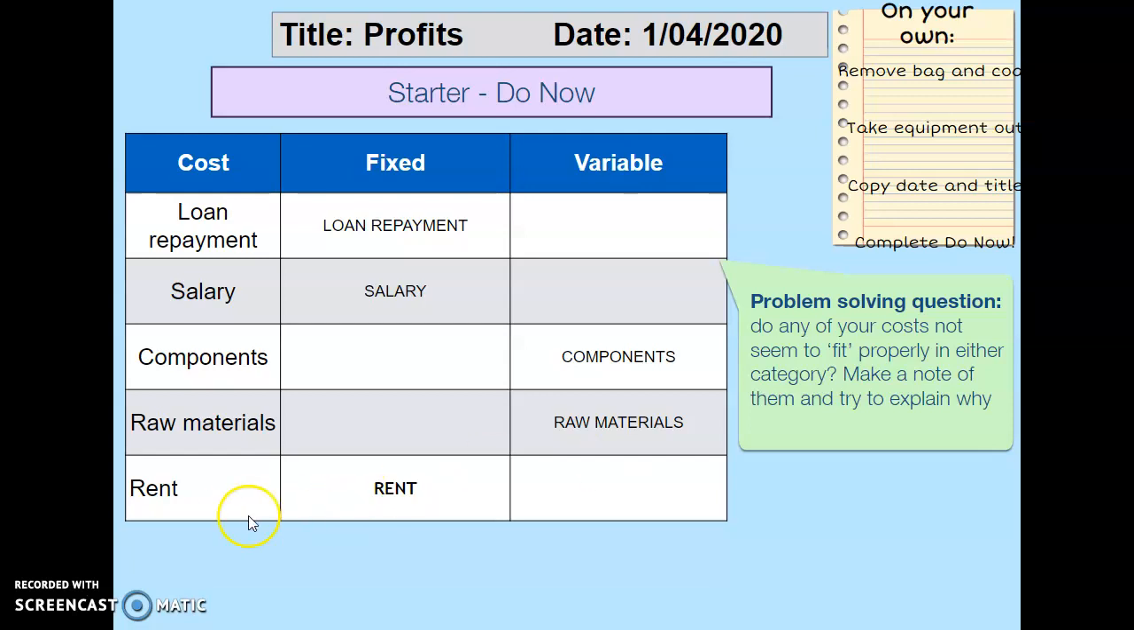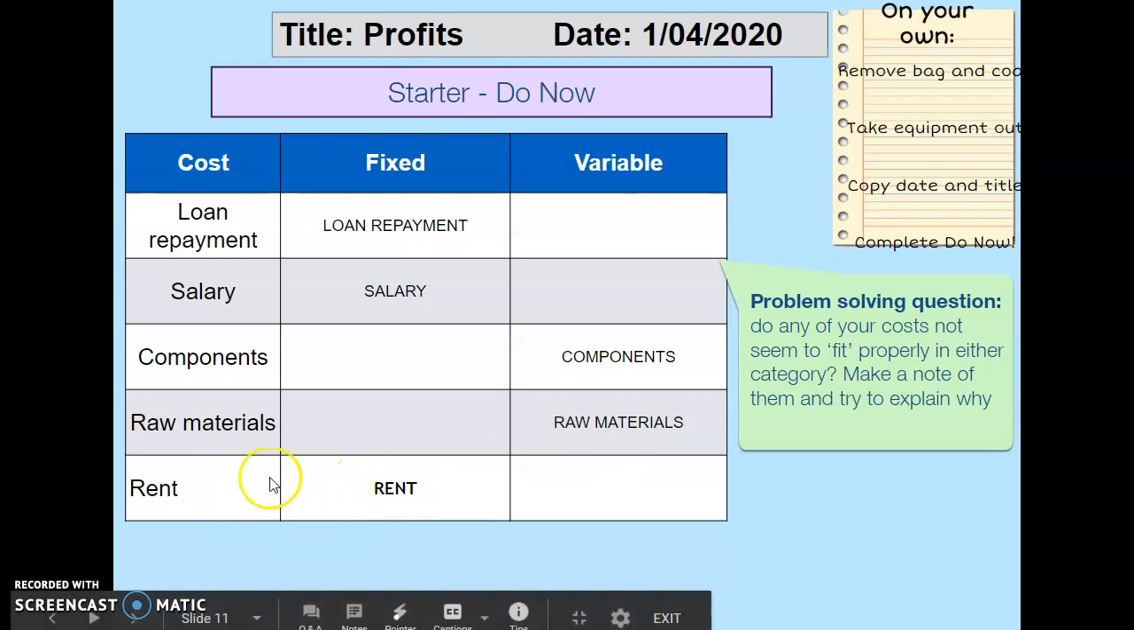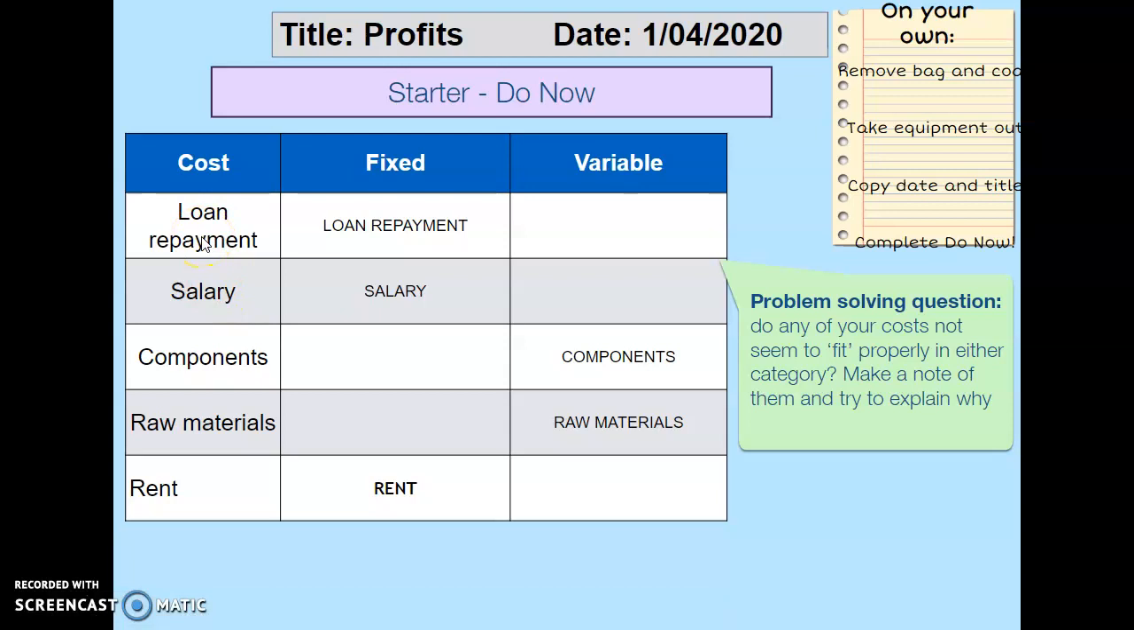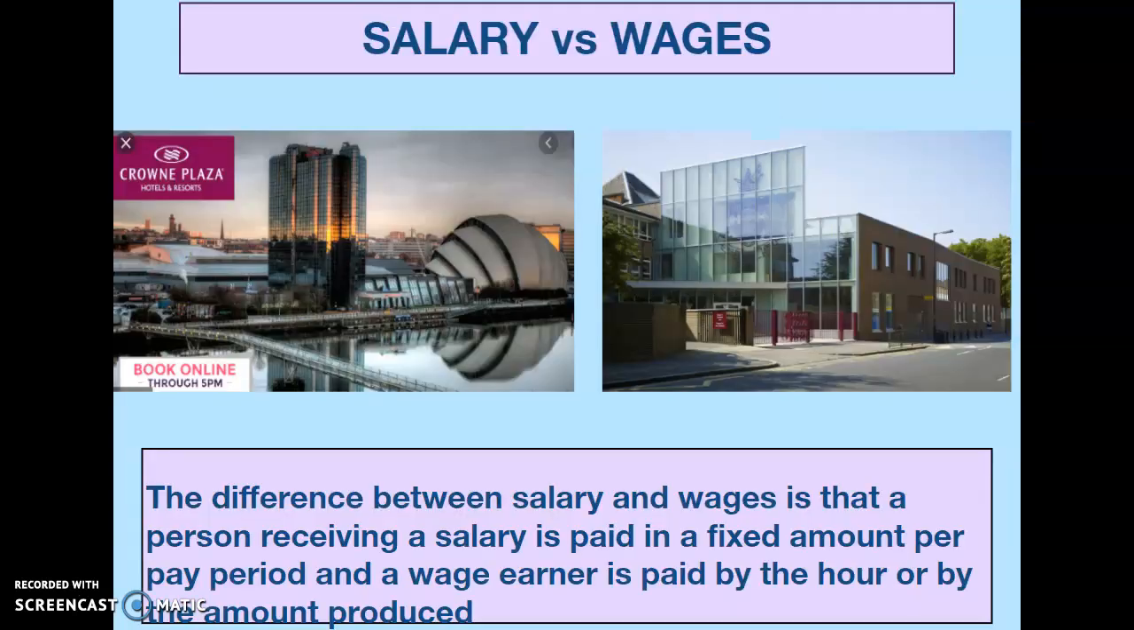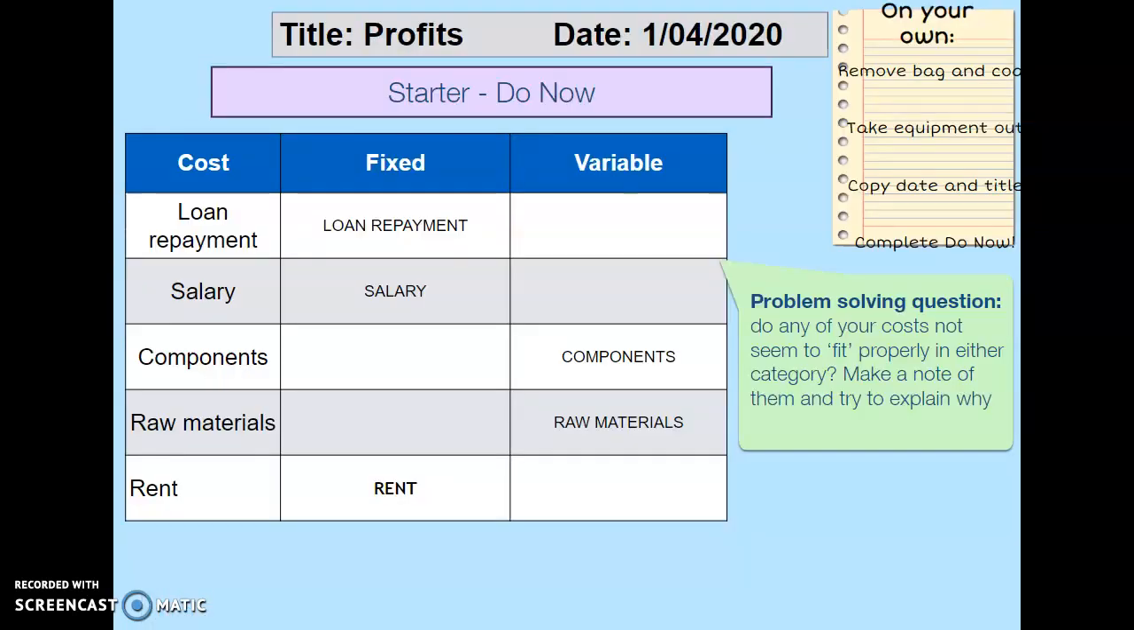But things like rent, which is also a fixed cost, salaries of the workers and loans would be classed as fixed costs because they do not depend on the amount of production by the business. Now, the thing that I'd like to clarify is the fact that salaries and wages are two different categories of costs.